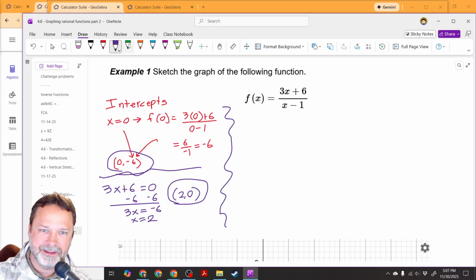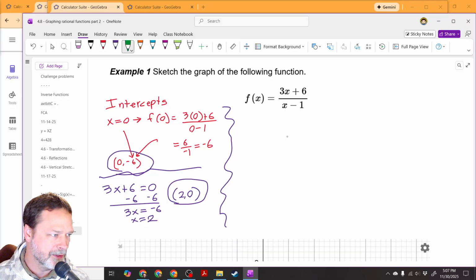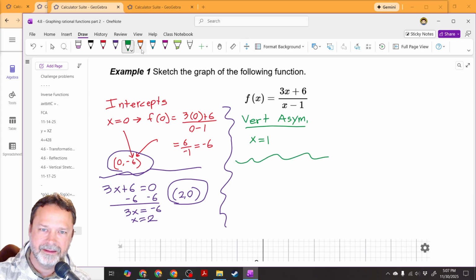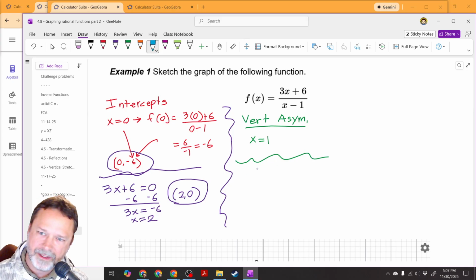Now what about our vertical asymptotes? Where's that going to be? That's when our denominator equals 0, right? When's the denominator equal 0? Well, that's easy. When x equals 1. That's obvious. Okay. So when's the numerator? Well, we got numerator equals 0.